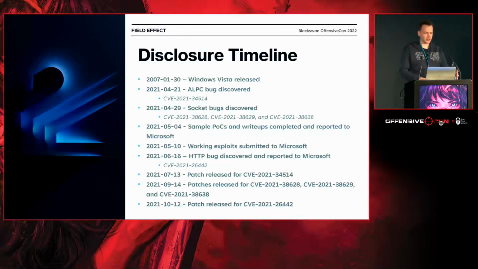All right, so pretty much done. This is the timeline for when I did this work. Windows Vista came out in 2007. I started looking at this stuff in April and found the ALPC bug. About a week later, I found the socket bugs, and then a week later, I submitted sample exploits and the proof of concepts to Microsoft. Everything ended up getting patched by the fall, so maybe 4 or 5 months for some of them, which isn't too bad.